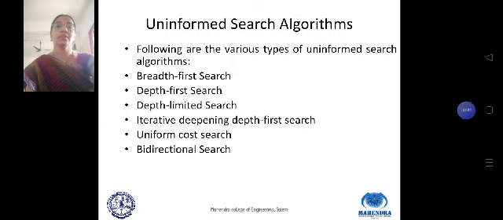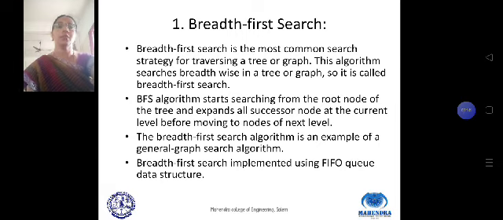The uninformed search algorithm has various types. They are breadth first search, depth first search, depth limited search, iterative deepening depth first search, uniform cost search, and bidirectional search. So here we go for the first type, breadth first search.